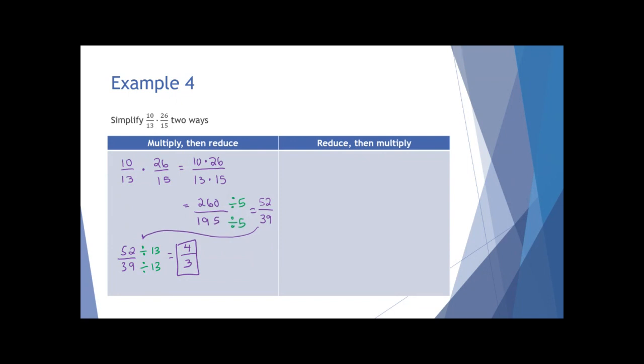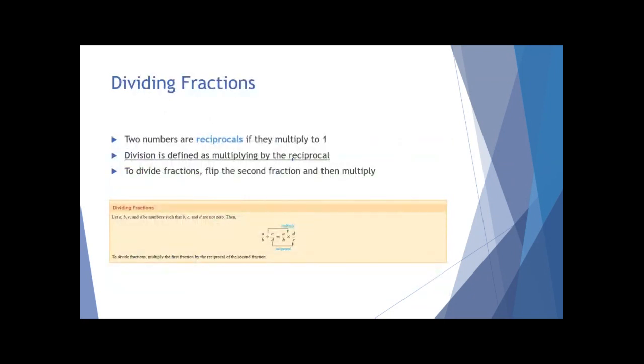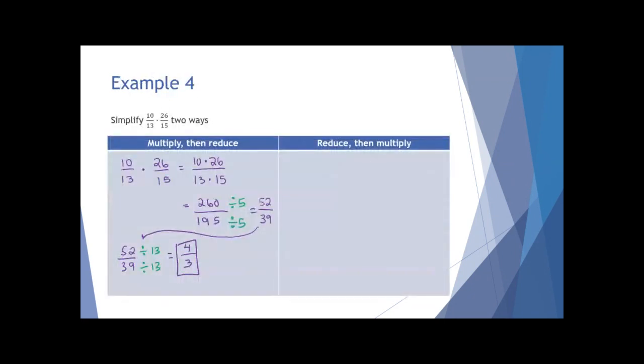Now I'm going to show you what I usually do, because I usually try to reduce first and then multiply. I'm going to start with the same problem, 10 over 13 times 26 over 15. I try to do division before I do anything else. So I see 10 and 15, and I know I can divide 5 out of those. So I'm going to write this down and divide those both by 5.